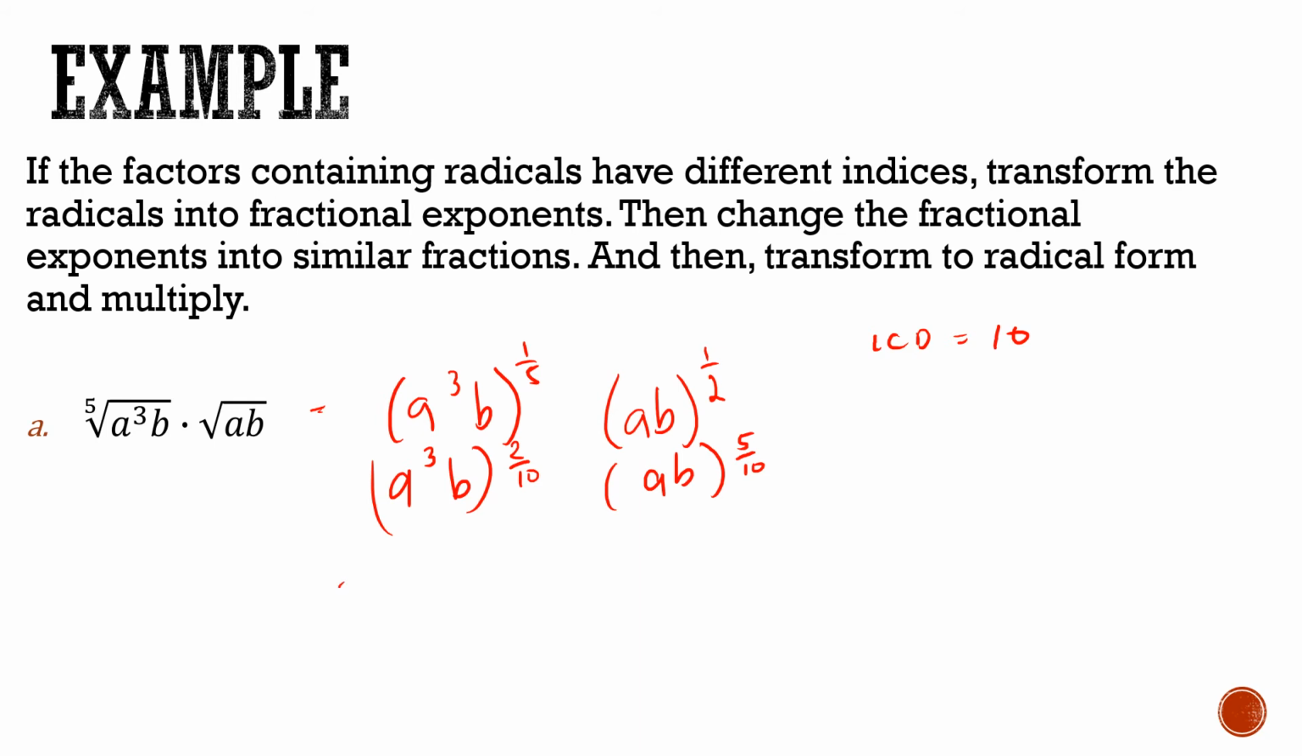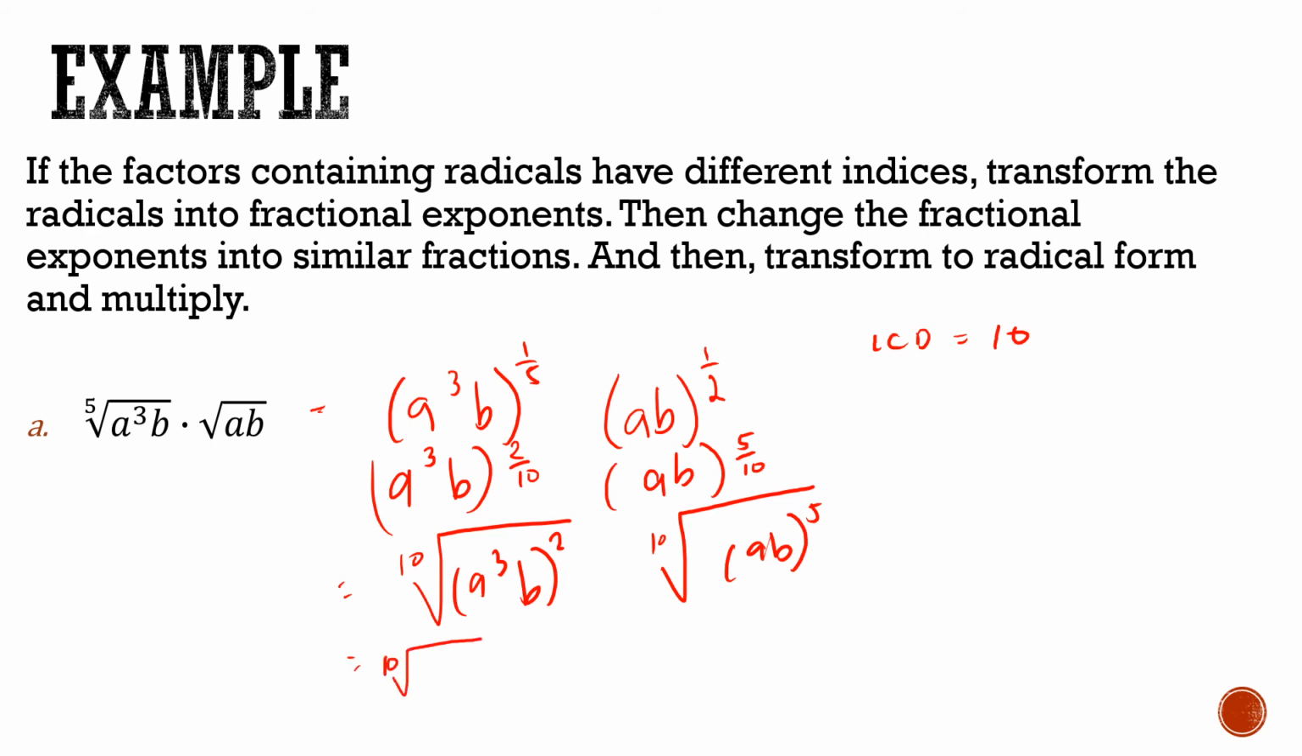And then transform it again into the radicals. So we got the 10th root of a cube b squared times the 10th root of ab to the 5th power. And then distribute the exponent one by one on each term or each variable on the radicand. So we got the 10th root of a to the 6 b squared, and for this one, the 10th root of a to the 5th b.